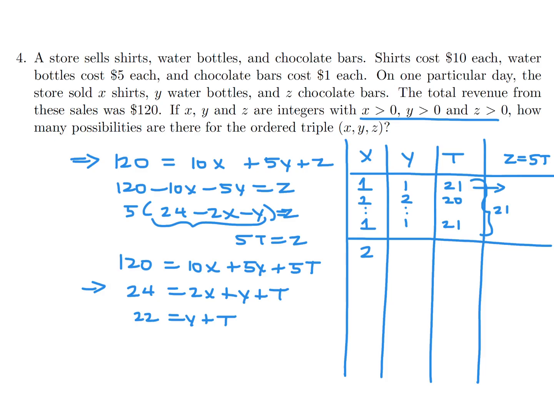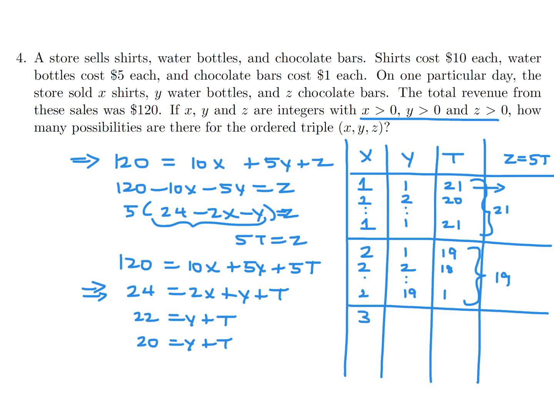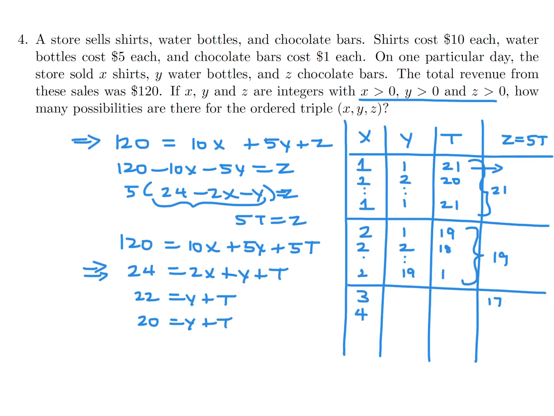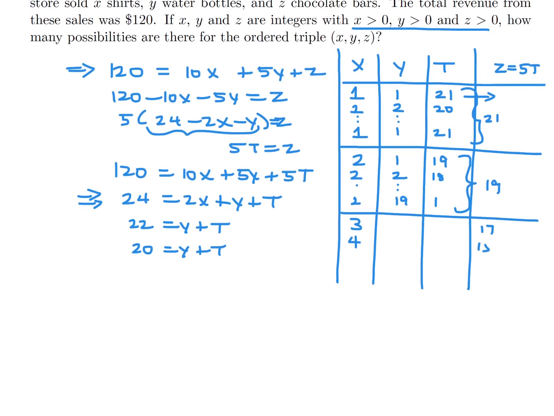When x equals 2, this equation now becomes 20 is equal to y plus t. So that's going to be 1 and 19, 2 and 18, and then all the way down to 19 and 1. And therefore that is 19. And remember, these are all 2's for the value of x. And so on. So when x is 3, you're going to get 17 ordered triples. When x is 4, you're going to get 15, and so on down.